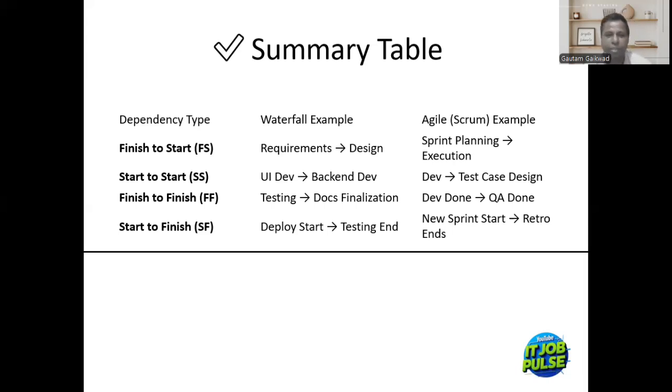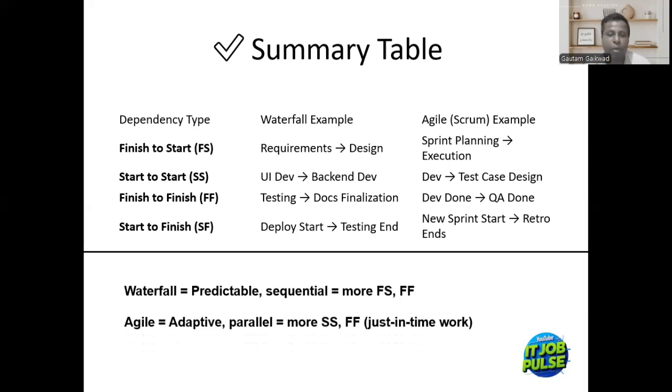Okay. So in a nutshell, waterfall is equal to predictable, sequential, and that is equal to more FS, more FF. Finish to start and finish to finish. Okay. Agile is adaptive, parallel. More is start to start, finish to finish. That is just in time work.